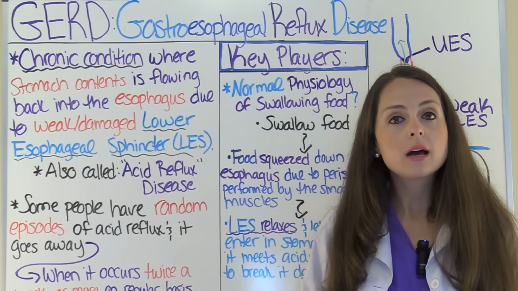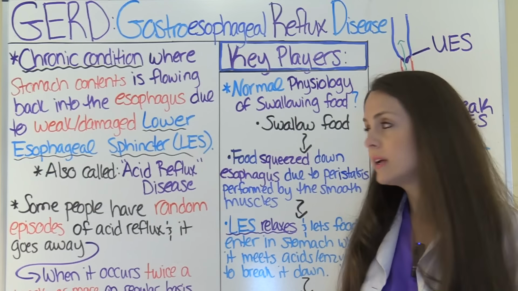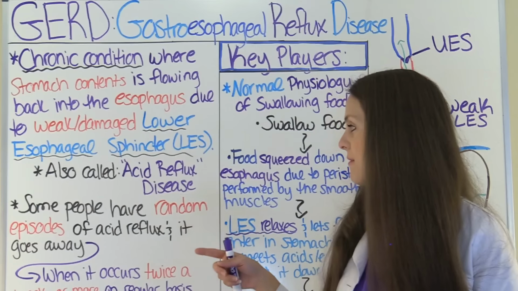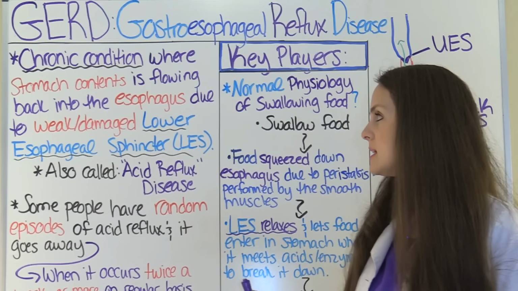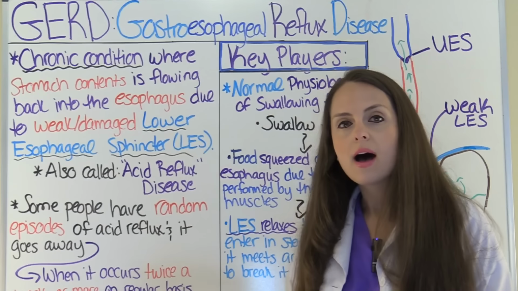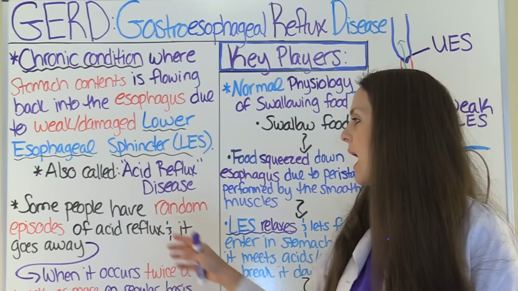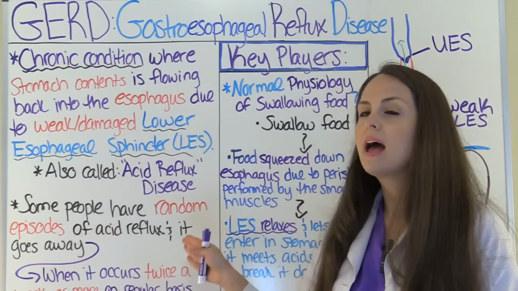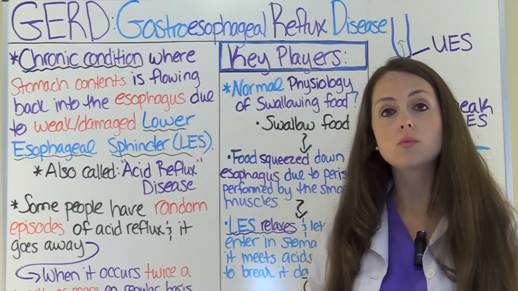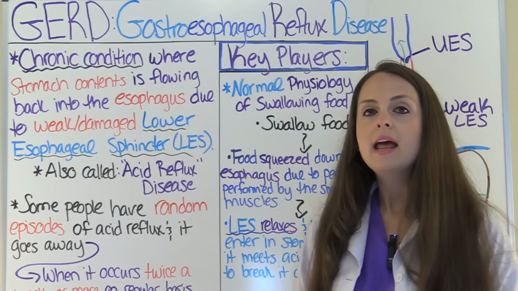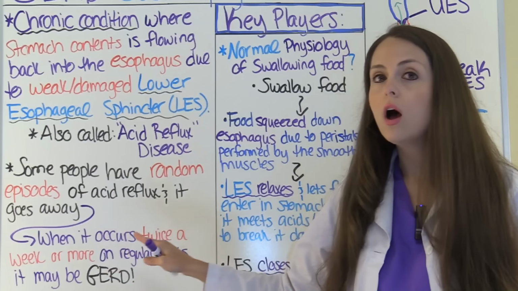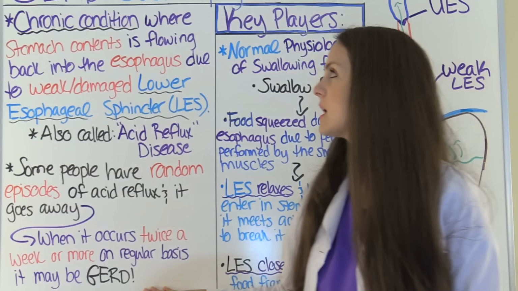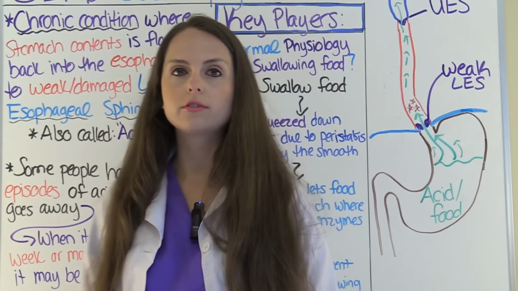Now, GERD is sometimes referred to as acid reflux disease. So if you hear someone say, I have acid reflux disease, they mean this as well. And one thing you want to keep in mind is that some people have random episodes of acid reflux and then it goes away. Now, it's termed GERD when the acid reflux tends to occur twice a week or more on a regular basis. So it's a chronic condition that's been happening over time.